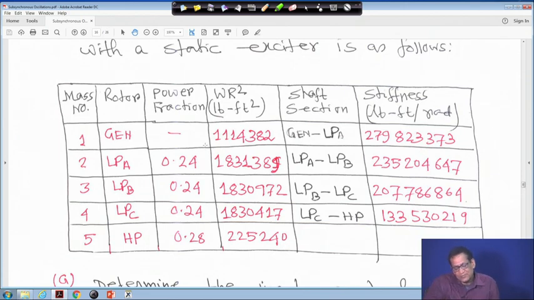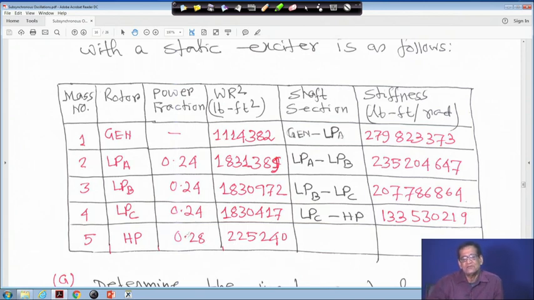In this example, there is one thing I will not calculate for you. I will give the final answer, but I request you to compute that one. There are 5 sections: 1, 2, 3, 4, 5, with different masses. 1 is the generator, 2 is the low pressure turbine section A, then section B, that is LPB, and the intermediate pressure, and this is high pressure. The power fraction for the generator is nothing, but for the turbine sections it is 0.24, 0.24, 0.24, and the high pressure side is 0.28.